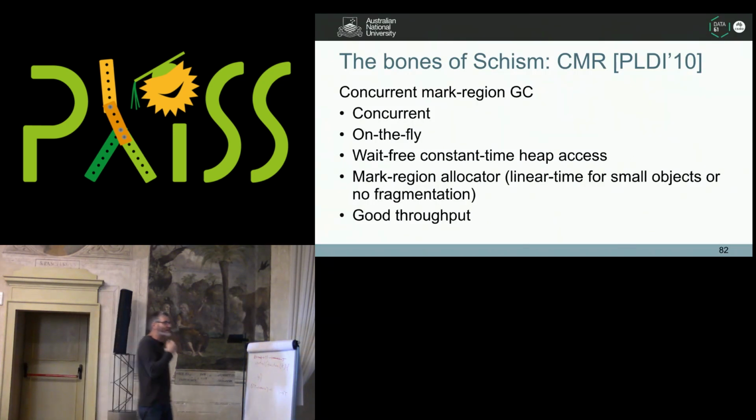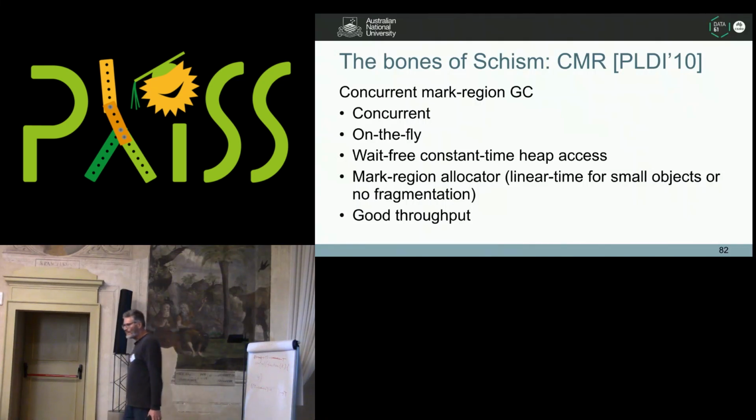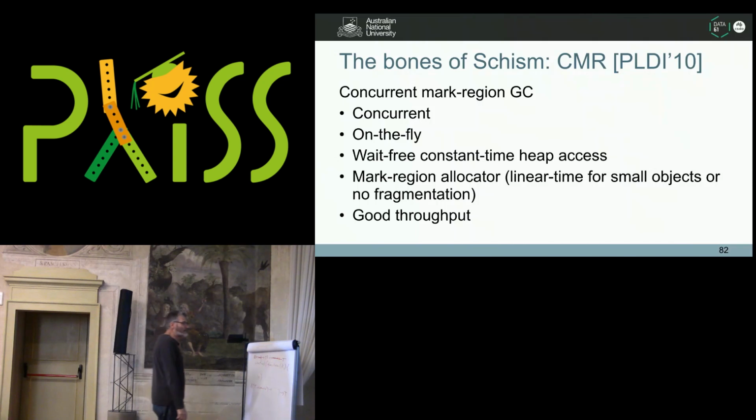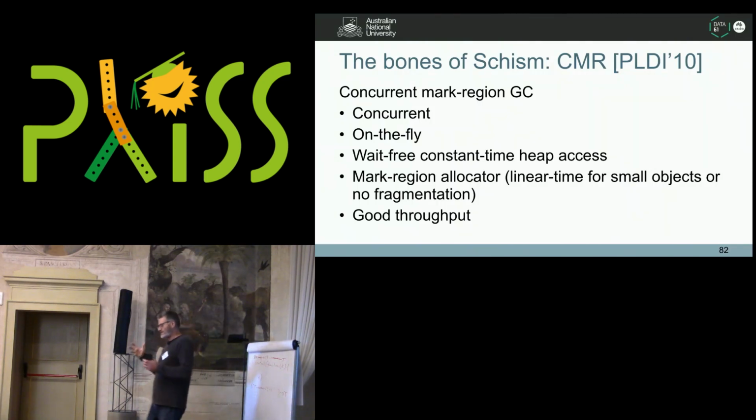Okay, so I'm going to give you the brief overview of this collector, the bones of this Schism collector, which appeared in PLDI 2010. It's what's known as a concurrent mark region garbage collector. I won't go into the details of what mark region means, other than to say that what we're doing is not marking individual objects, but regions of objects. If you're familiar with the Immix allocator, has anyone heard of Immix? Yeah. So Immix is a region-based allocator, and so we're building on top of that style of allocation here. So that's why it's a mark region collector.